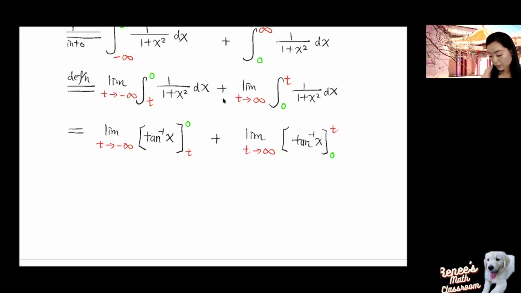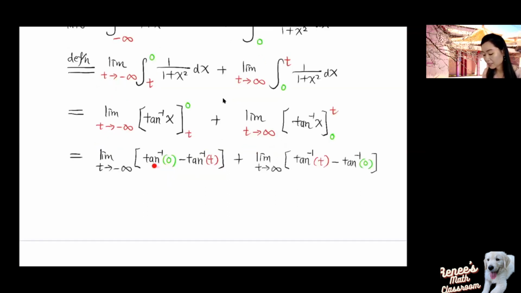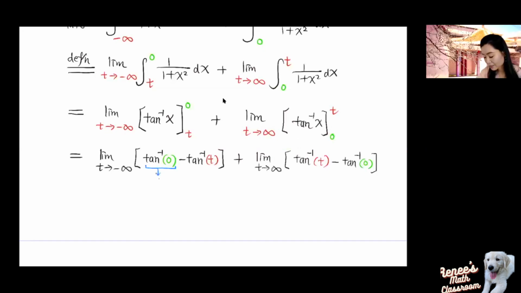So this one over here is going to be the limit as t goes to negative infinity of inverse tangent of 0 minus inverse tangent of t, and over here you let t go to infinity of inverse tangent of t. So we got this. What's inverse tangent of 0? 0. Yes, it is 0. So this part here will be 0.